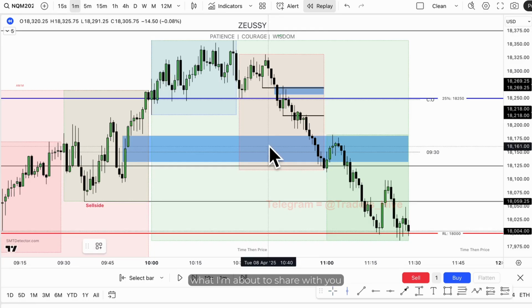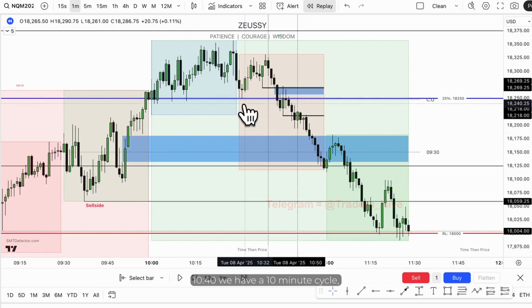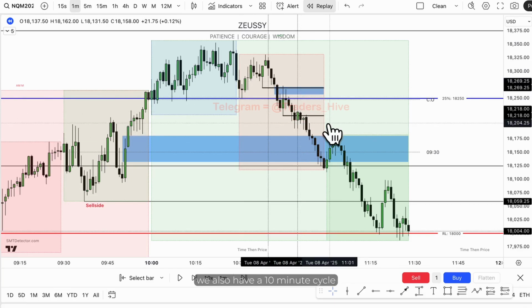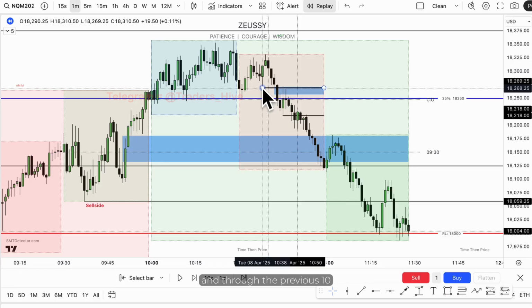When we pay attention to 10-minute cycles, you can see that between 10:30 and 10:40 we have a 10-minute cycle. The low of the 10-minute cycle is right here. And do you see that between 10:50 and 11 we also have a 10-minute cycle? So what we're doing is dividing the 30-minute cycles into threes. And what you can see is that the market reprices between 10:40 and 10:50 through these lows that are crucial on the left. First of all, this low right here, and through the previous 10-minute cycle low, this low.